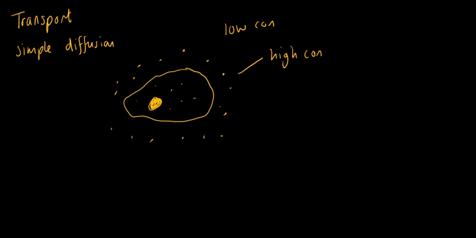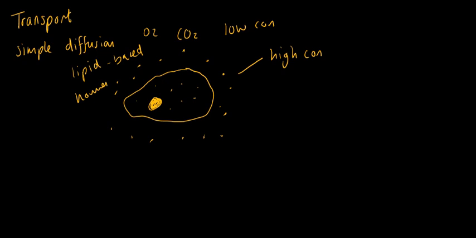So this is not going to require any energy and doesn't require any proteins in the membrane. So you could have, for example, carbon dioxide or oxygen, or you could have, for example, lipid-based hormones, which are able to cross the fatty acid component of the phospholipid bilayer.